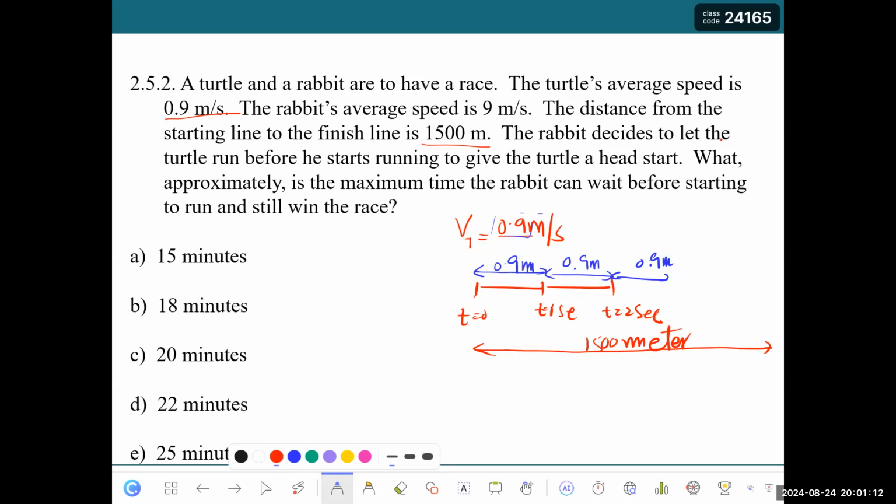The rabbit decided to let the turtle run before he starts running, to give the turtle a head start. What is approximately the maximum time the rabbit can wait before starting to run and still win the race? So the rabbit was waiting. The rabbit velocity is given, I'm going to call it v_R, and it is 9 meter per second. It means the rabbit can travel 9 meters every second.